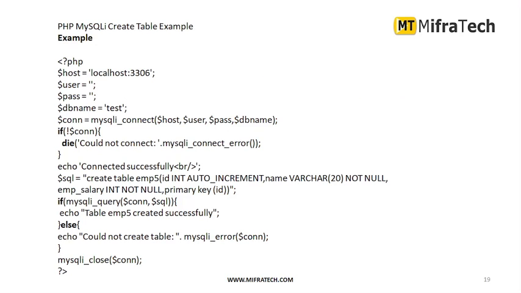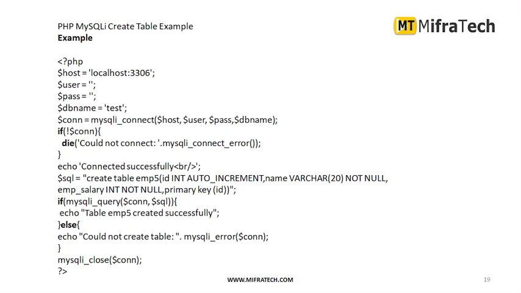To create a table, we can use MySQL query or PDO query; we can use both. Create table example: if we want to create a table with a name, ID, and employee ID, we can. As usual, we first connect to the database with MySQL and PHP. Then we write SQL create table emp5 with ID int auto increment, name varchar not null, employee salary int not null, primary key ID. If MySQL query connection succeeds, table emp5 created successfully.